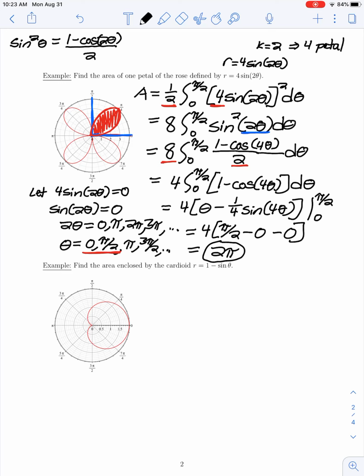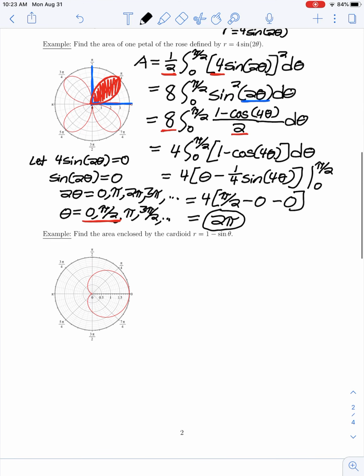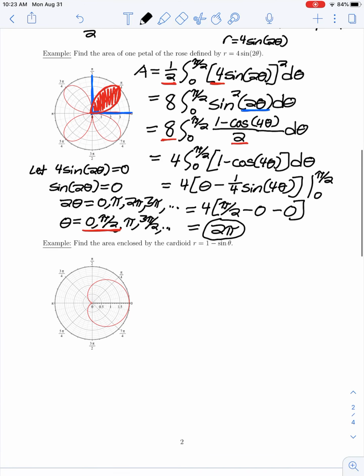So let's consider another problem. It's fairly similar. This next one, we want the area enclosed by the cardioid defined by r equals 1 minus sine of theta, which is shown here in the indicated figure. So we want to find the area enclosed by that cardioid, so we need to think about the interval over which we're going to integrate.